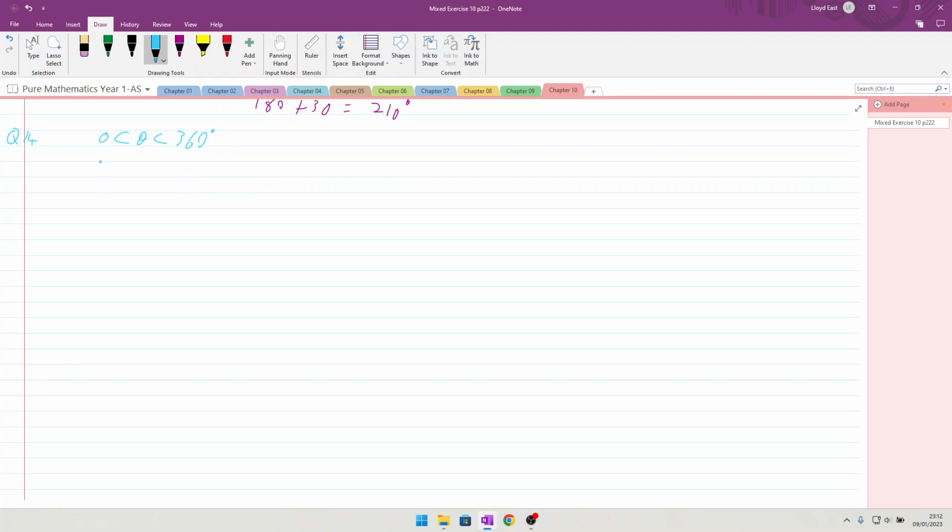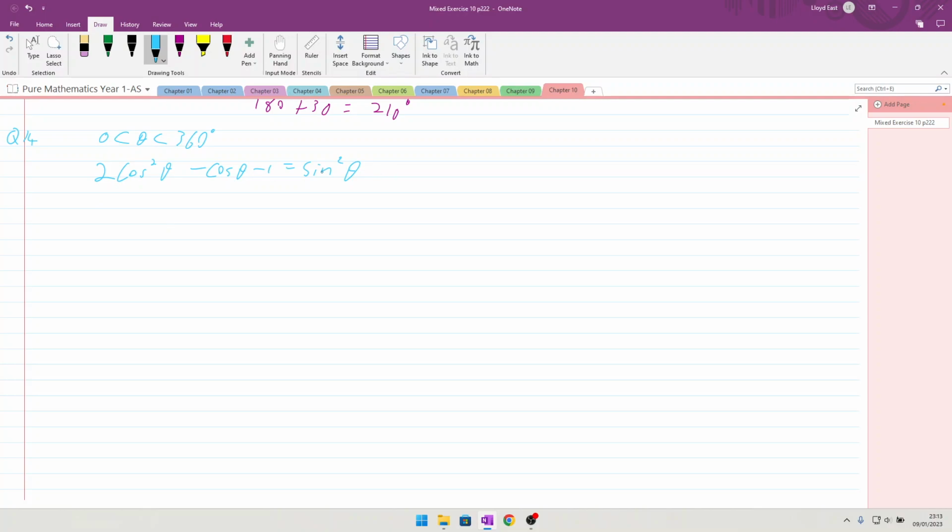Try that again. Should be 2 cos squared theta minus cos theta minus 1 equals sine squared theta. Okay. Give your answer to 1 decimal place. Alright, 6 marks.